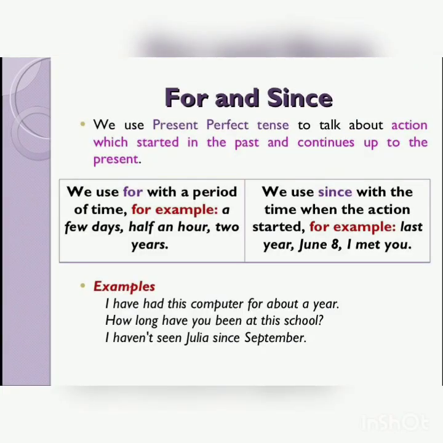For and since. We use present perfect tense to talk about the action which started in the past and continues up to the present. We use for with a period of time, for example, a few days, half an hour, 2 years. Or we use since with the time when the action started, for example, last year, June 8th, I met you. For example, I have had this computer for about a year. How long have you been at this school? I haven't seen Julia since September.